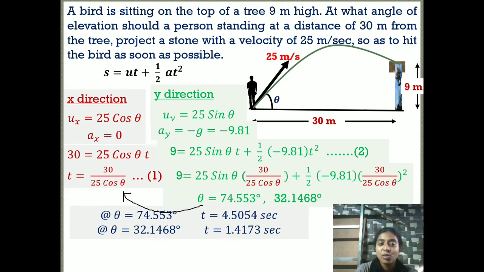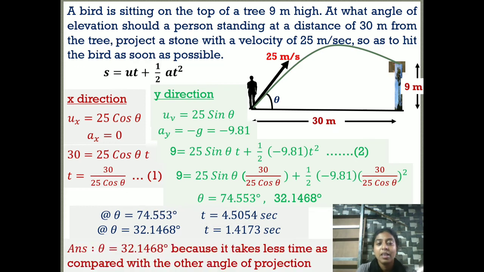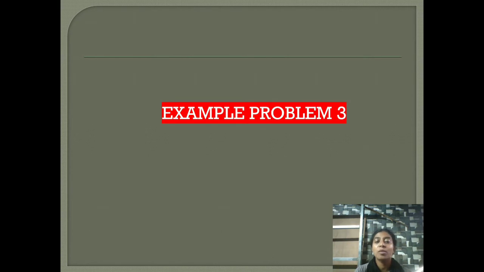Our question is to hit the bird as soon as possible. So what is the shortest duration? The shortest duration is t is equal to 1.4173 seconds. So the answer is theta is equal to 32.1468 degrees, because it takes less time as compared with the other angle of projection. We will see the next problem, problem 3.